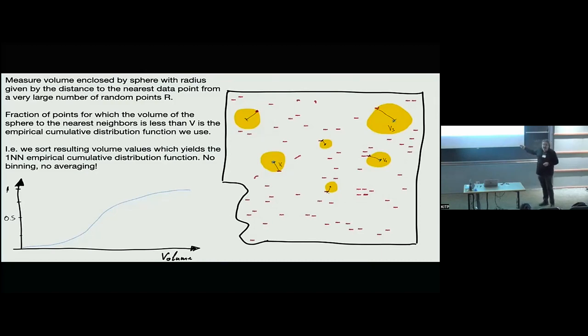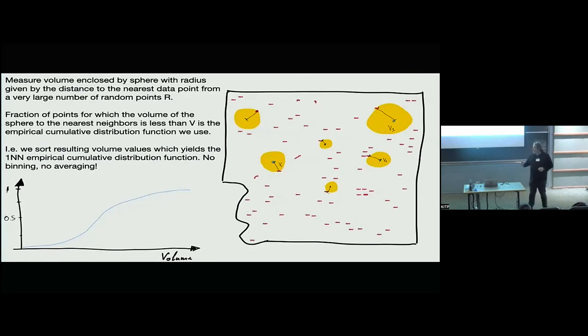So we have a random point, and then we found the nearest data point, and then we just record how far that one is, or how big the volume of the sphere is that has a radius of that distance to the nearest neighbor. So we can do that 1 billion times. So now we have 1 billion points thrown down. We made 1 billion measurements. For each point, we found its nearest neighbor.